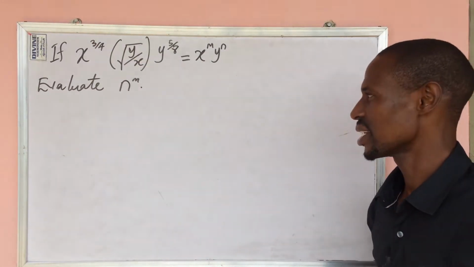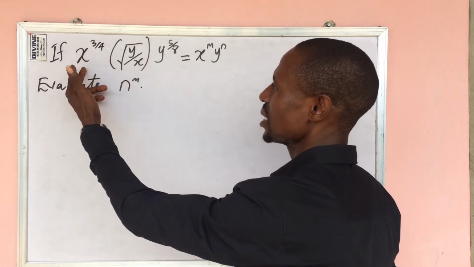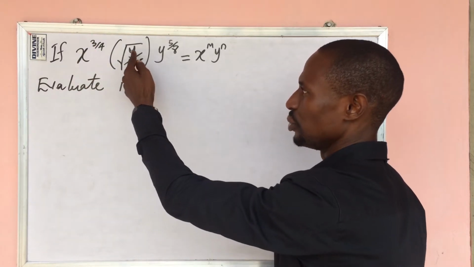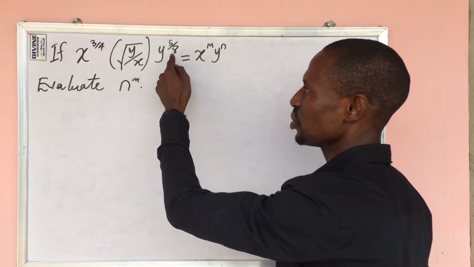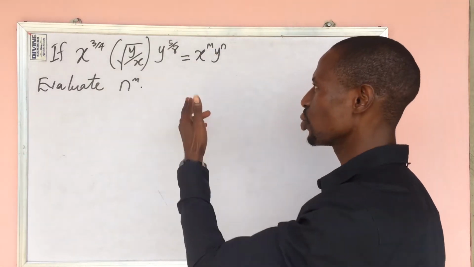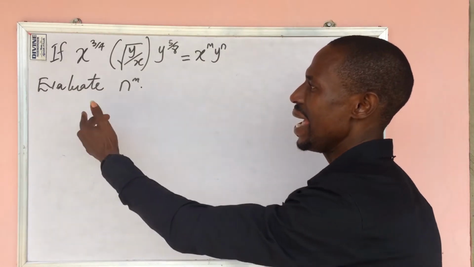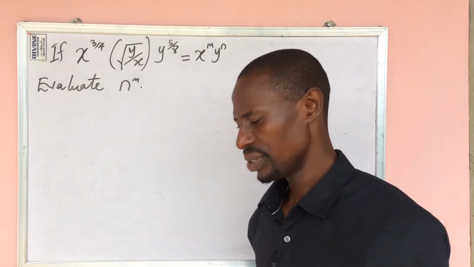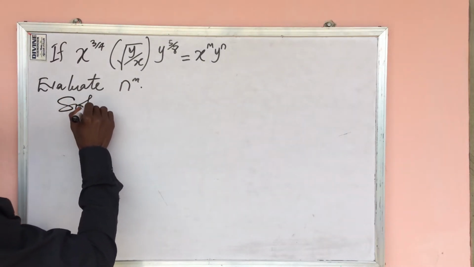In today's class, we have a little challenge on the board. The question says, if x to the power of 3 over 4, bracket open, square root of y over x, close bracket, times y to the power of 5 over 8 is equal to x to the power of m times y to the power of n, evaluate n to the power of m. How do we solve this? Very simple. So here we take the solution.